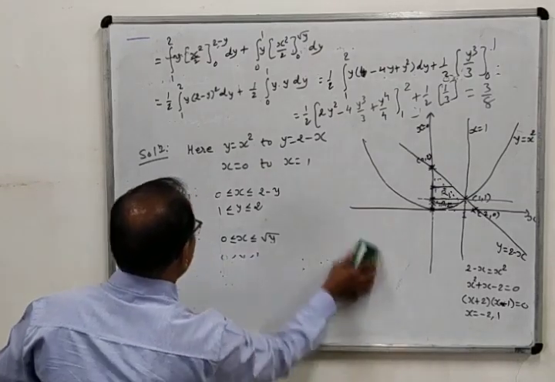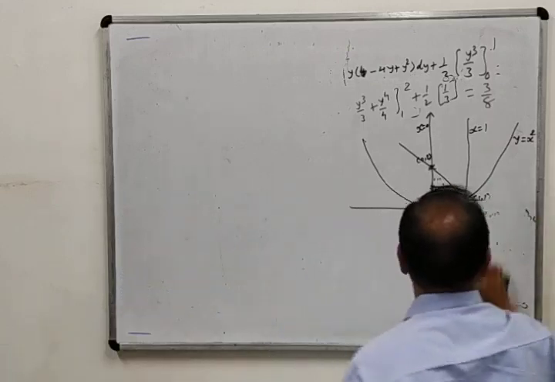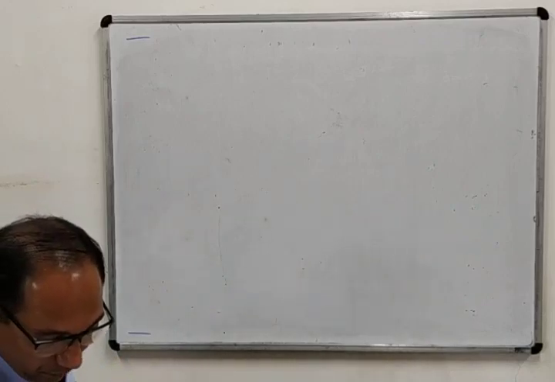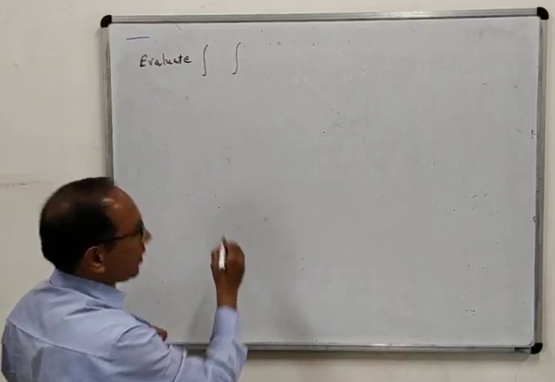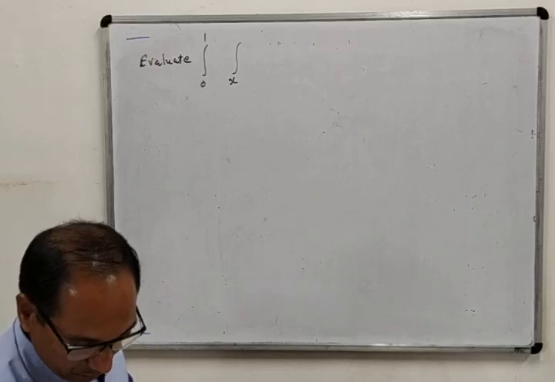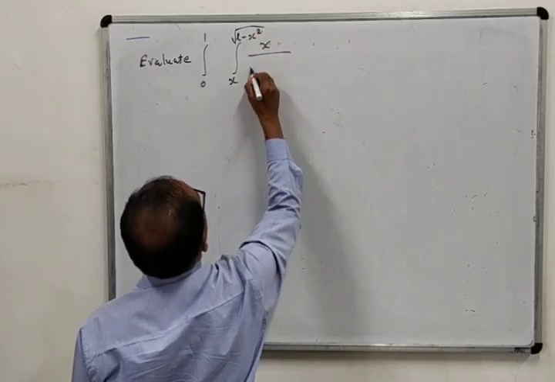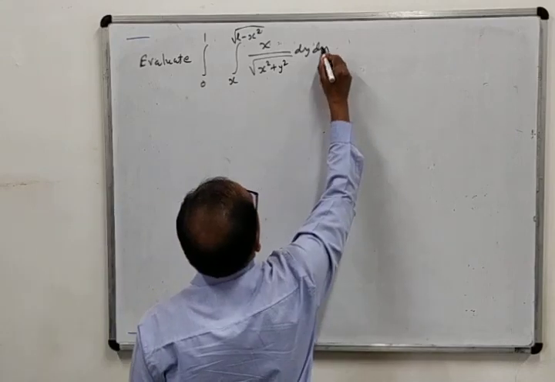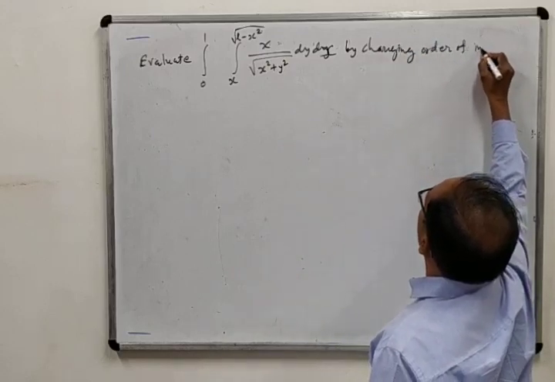Okay, now we go for the second example. The second example is evaluate integration 0 to 1, x to root 2 minus x square, x upon root x square plus y square dy dx, by changing order of integration.